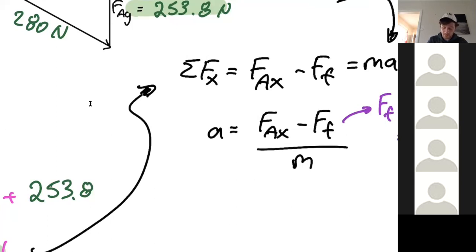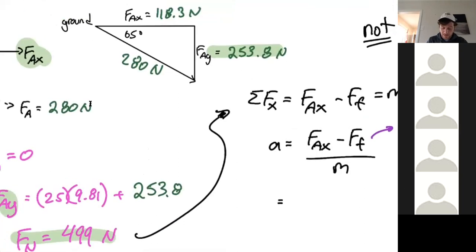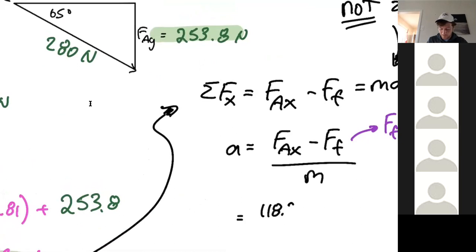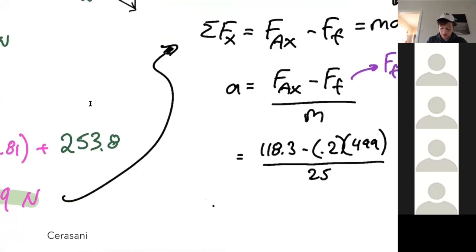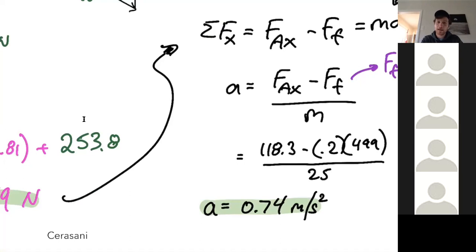Okay, so we can go ahead and toss all those values in. Our FAX is now 118.3. Our force of friction is 0.2 times 499. And we're going to divide that by this 25 kilogram lawnmower, which means our acceleration is going to be 0.74. Okay, there's our acceleration, 0.74 meters per second squared. Pretty small, which makes sense. You're cutting the grass, you're not running a marathon. It's weird. Never seen someone run while cutting the grass.